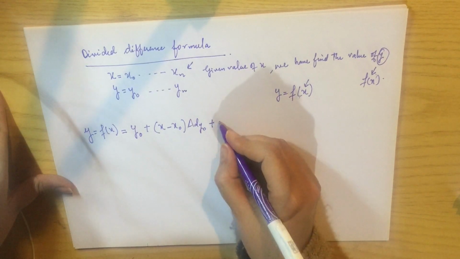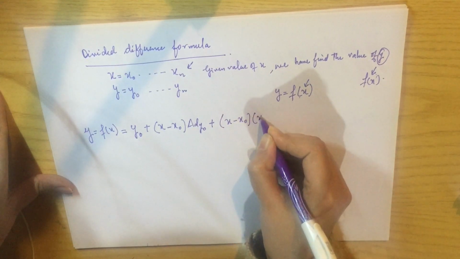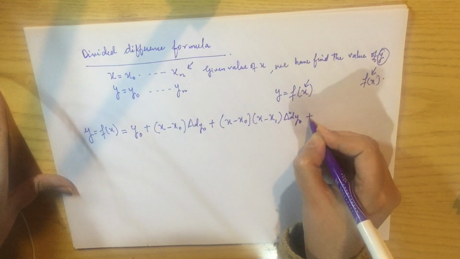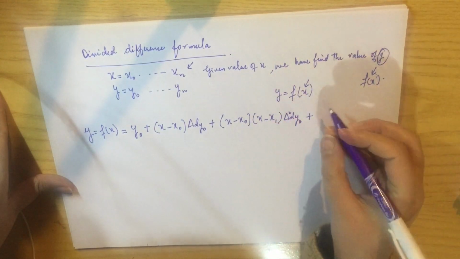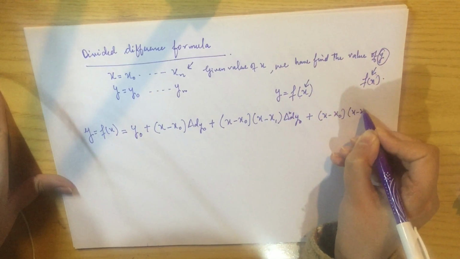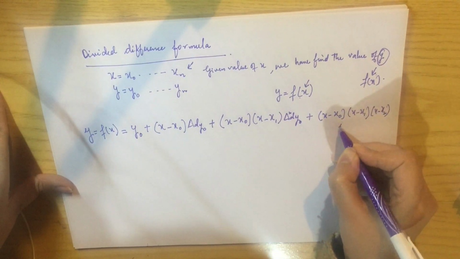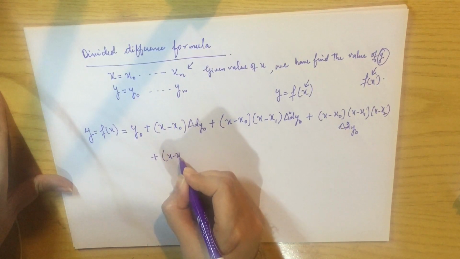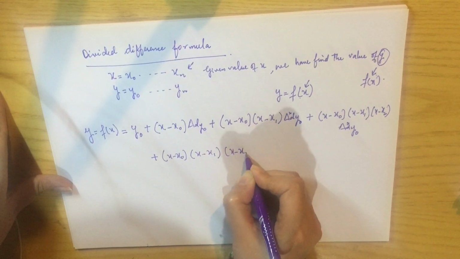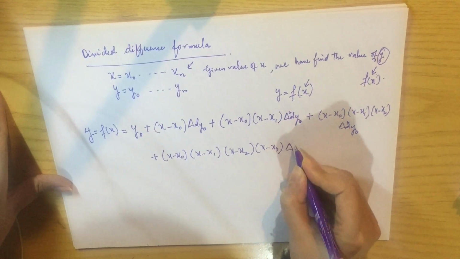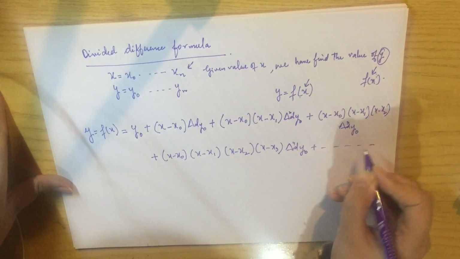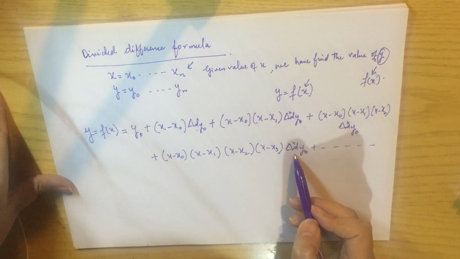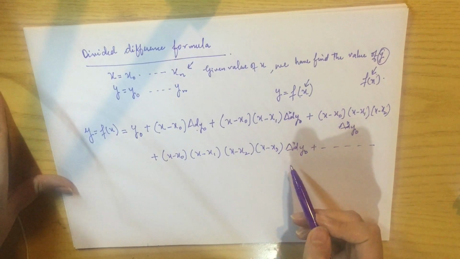The next term will be plus (x minus x0)(x minus x1) delta square d y0. Similarly, the next term has three factors of x: (x minus x0)(x minus x1)(x minus x2) delta cube d y0. The fourth term will be (x minus x0)(x minus x1)(x minus x2)(x minus x3) delta 4 d y0, and so on. These divided differences, the first, second, third and fourth, you calculate by developing the table from the given values.